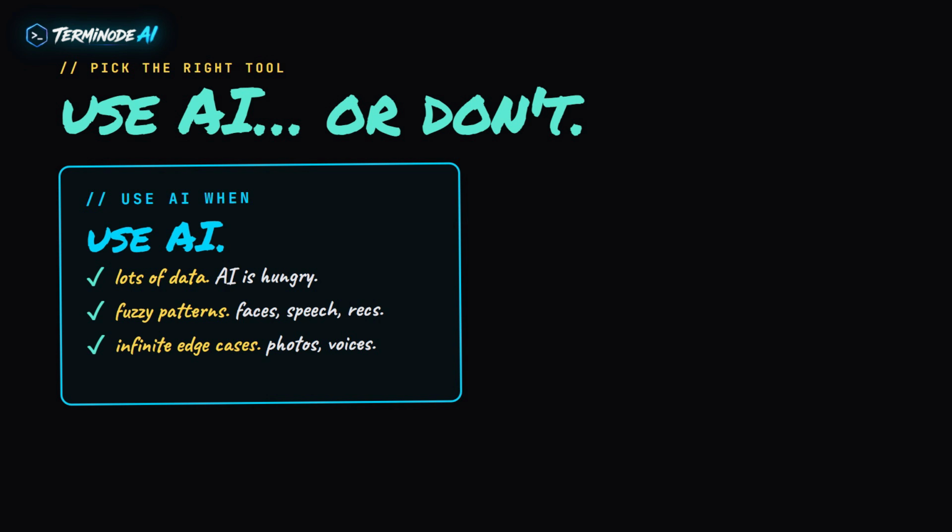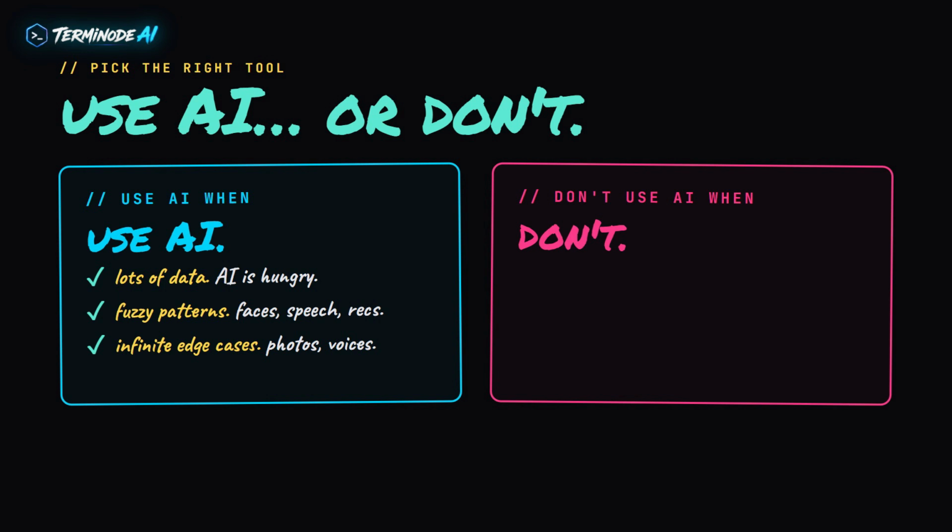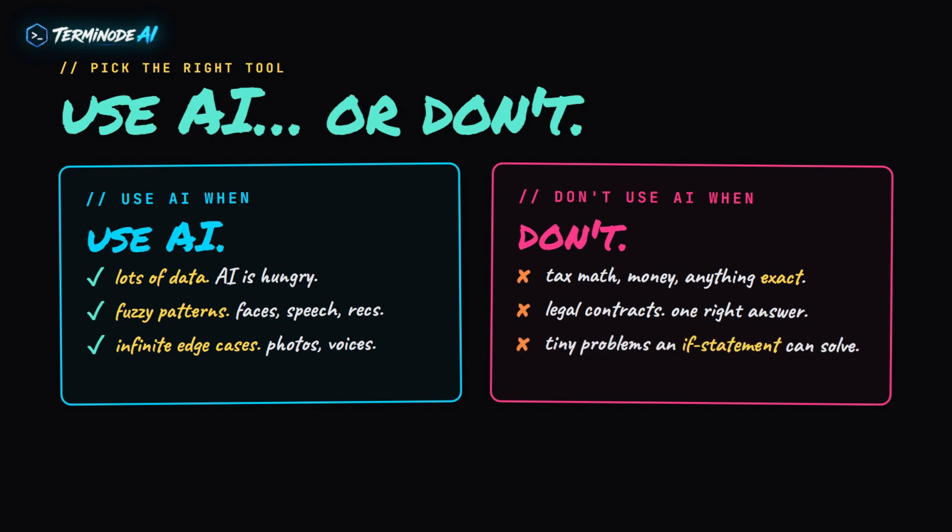So when should you actually use AI? Use AI when you have 3 things. 1. Lots of data. AI is hungry. The more examples, the better. 2. Fuzzy patterns. Things humans recognize instantly but cannot describe in words. Faces, speech, language, recommendations. 3. Edge cases everywhere, when the variations are infinite. Photos, voices, anything that varies.